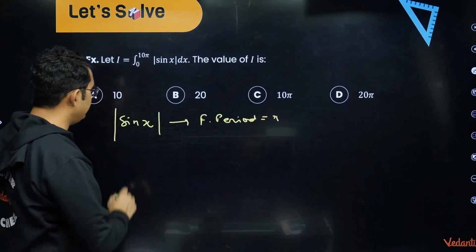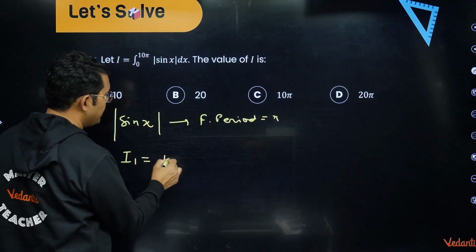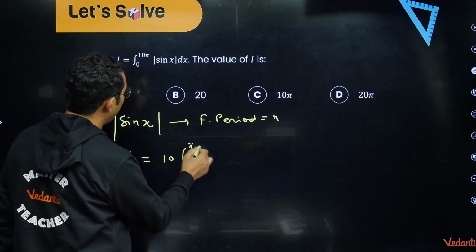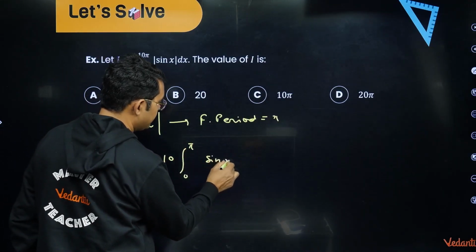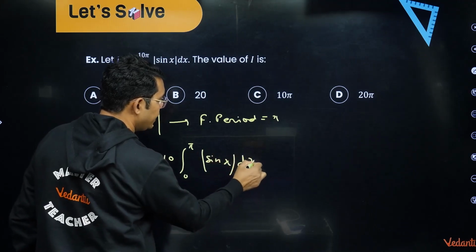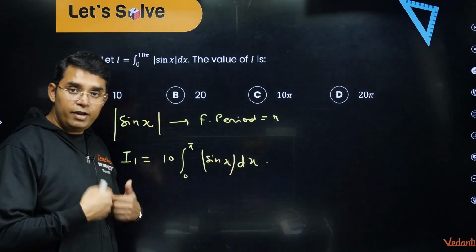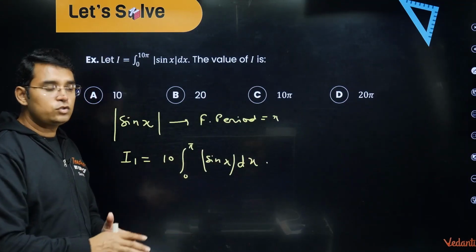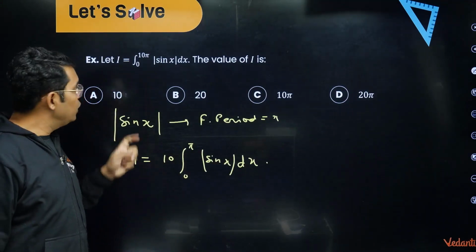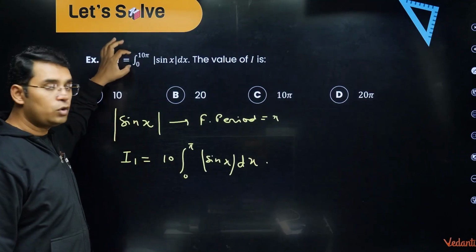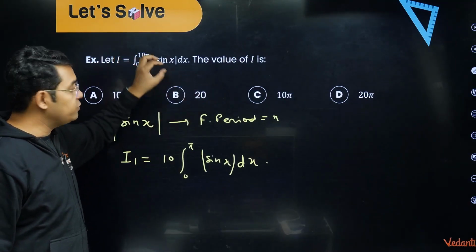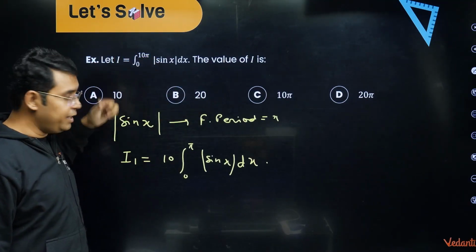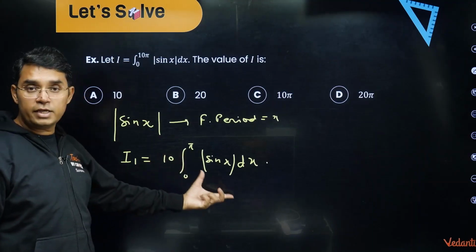So I can write this integral I1 as 10 common and 0 to pi mod sin x dx. Why am I saying so? Because for every interval 0 to pi, or pi to 2 pi, or 2 pi to 3 pi and so on, the integral has to be the same. So I can take 10 common because there are a total of 10 fundamental periods for this function where we are integrating it. So taking 10 common, 0 to pi mod sin x dx.